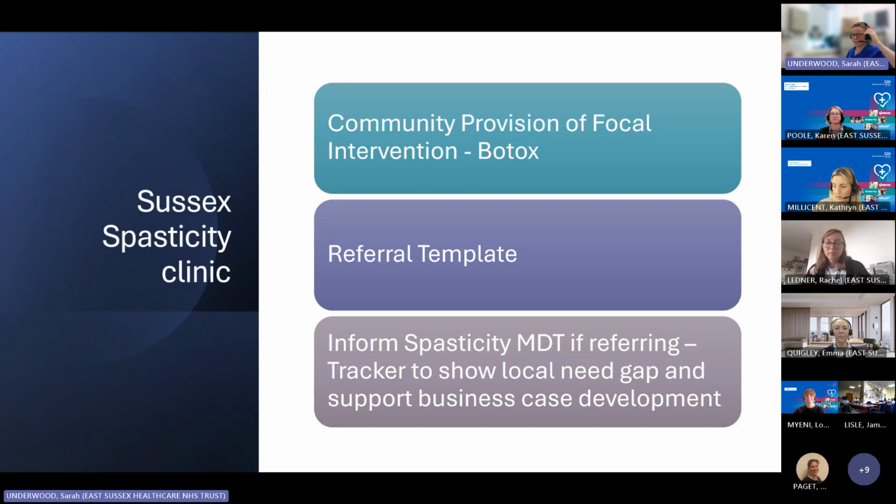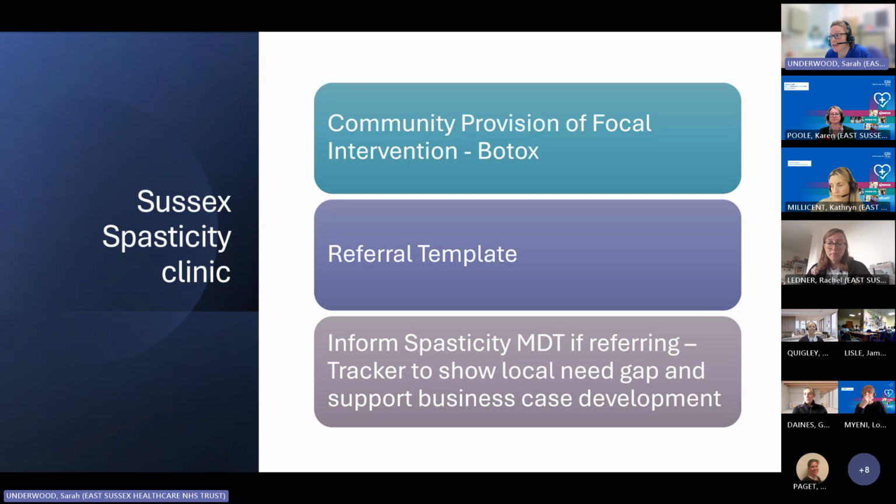to support a local business case, so that in the future we can develop a much more local provision, because we know for some of our patients accessing Sussex Spasticity Clinic at Brighton General can be a real challenge because of some of the logistics there.